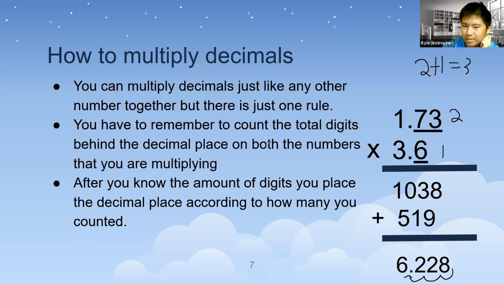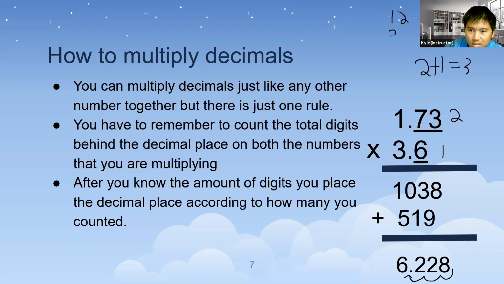Okay. Does anyone have any questions? No? Anyone else? It should make sense. No? Okay, cool. Yeah, it's very simple. It's just a single rule. It's not so different from normal multiplication.